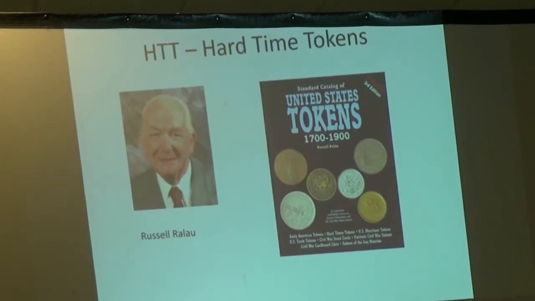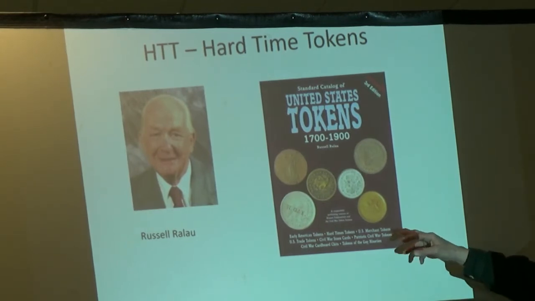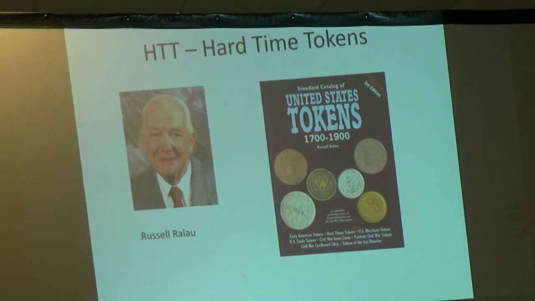This fellow, Russell Rao, came out with a book. I have the second edition. If you're ever interested in hard time tokens and patriotic tokens, this is a very good book. It's about the size of a telephone book, and it's pretty complete. You can get individual books on hard time tokens, but if you want one book to see what the coin is and what rarity it is, this is probably the easiest one to have.